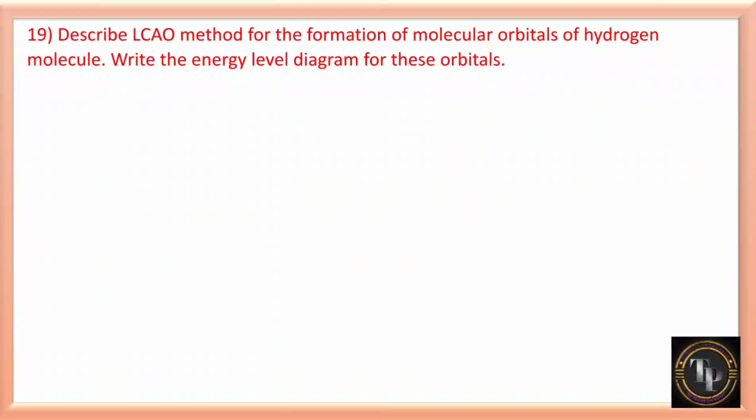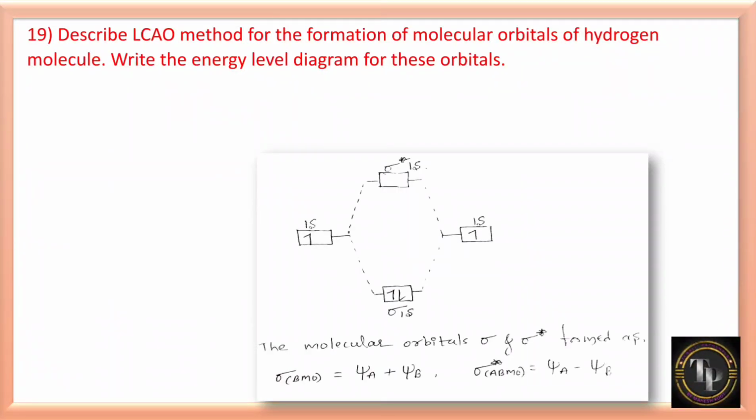Describe the LCAO method for formation of molecular orbitals of the hydrogen molecule. Write the energy level diagram for the orbitals. This is the energy level diagram, guys. The molecular orbitals sigma and sigma star are formed: sigma bonding molecular orbital, sigma star antibonding molecular orbital. I hope you are following the picture. Two hydrogens are there, one s and one s. Two hydrogens are coming nearer. The orbitals overlap to form a sigma bond.